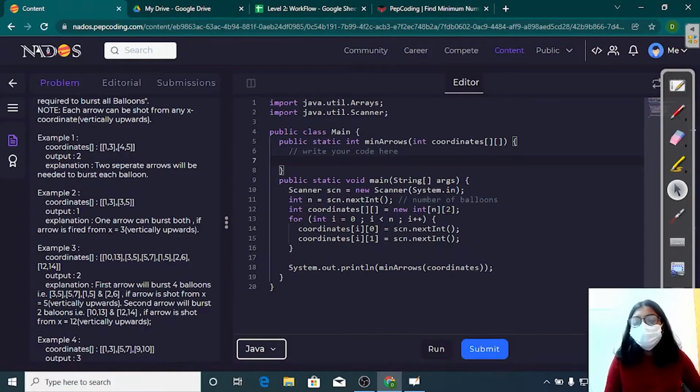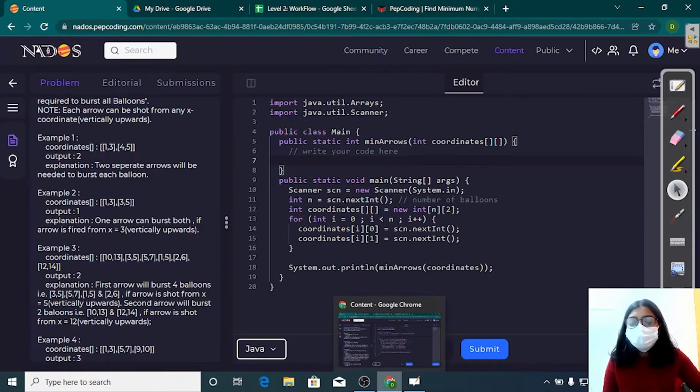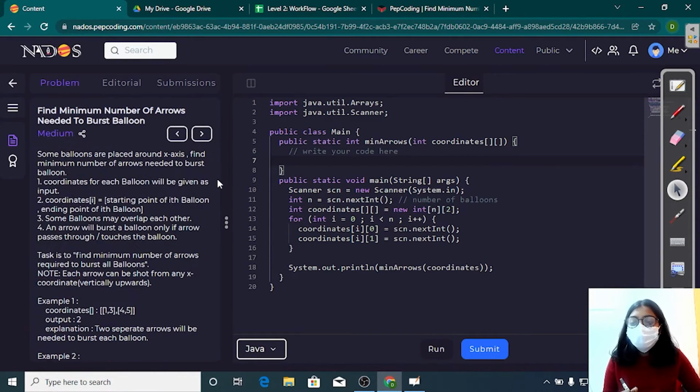So in this video, we are going to discuss another new question of our array and string series, that is, find the minimum number of arrows needed to burst the balloons. In this question, we'll be given some balloons placed around the x-axis. We have to find the minimum number of arrows that we will need to burst the balloons. Okay. Then there are some constraints in this question.